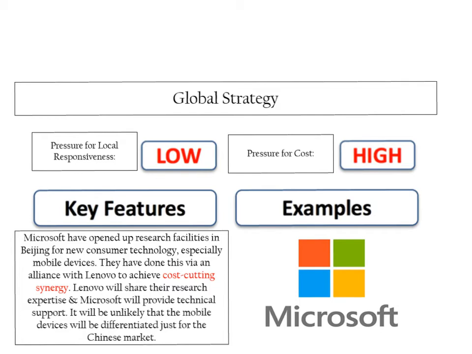They're obviously well known to the Chinese market. They know the Chinese market well, but they're trying to achieve cost-cutting synergy. So they're sharing their expertise. Lenovo will share their research expertise, and Microsoft will provide their technical expertise. And again, this will help them to achieve that economies of scale with this cost-cutting synergy. So the pressure for cost is high, and the reason why they've done this is to benefit both companies financially. Now, I think personally it would be unlikely that the mobile devices will be massively differentiated just for the Chinese market. They could be, perhaps, but I would probably argue at this moment in time the real reason why they've opened up these research facilities in Beijing is for cost factors.